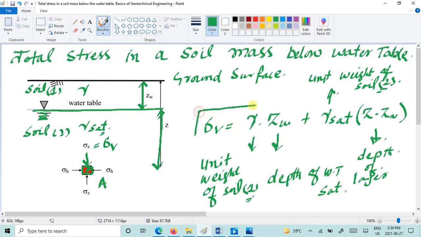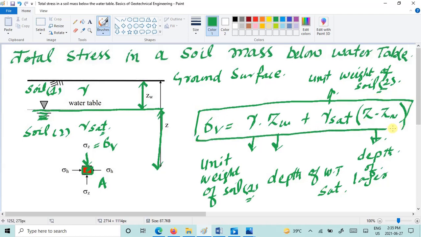So that's how we can easily find the vertical stresses at this particular point A, if we know the unit weights, the saturated unit weights, the depth of the water table, and the depth of interest at which we want to find the total vertical stress.